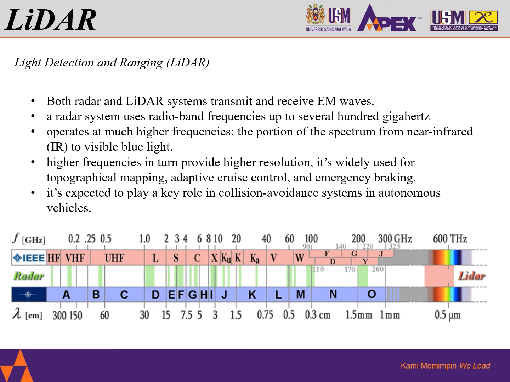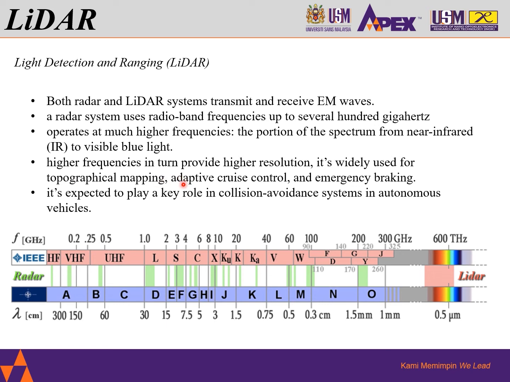Moving on to our next application, which is LiDAR. LiDAR stands for Light Detection and Ranging. Both radar and LiDAR systems transmit and receive electromagnetic waves. A radar system uses radio band frequencies up to several hundred gigahertz. LiDAR, though, operates at much higher frequencies, in the portion of the spectrum from near IR and UV to blue light.